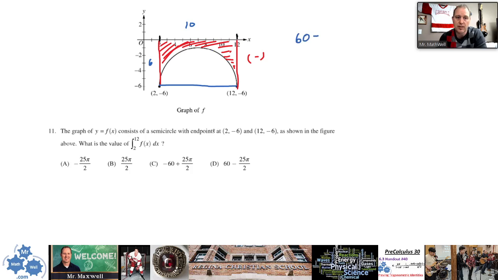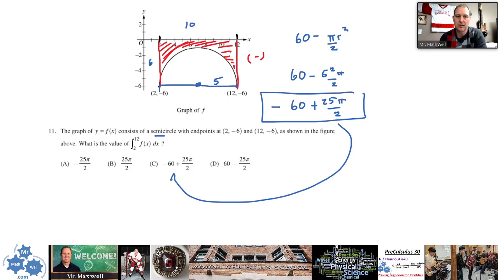half of a circle. It's a semicircle, it says. And so we've got half of a circle here. Now, pi r squared over 2, what is r? The radius is going to be half the distance from 2 to 12, or 5. Does that make sense? So we've got 60 minus 5 squared times pi over 2, or 60 minus 25 pi over 2. Now, that would be the positive version. So we actually have to have the negative version of that, which gives us this answer, which is C.